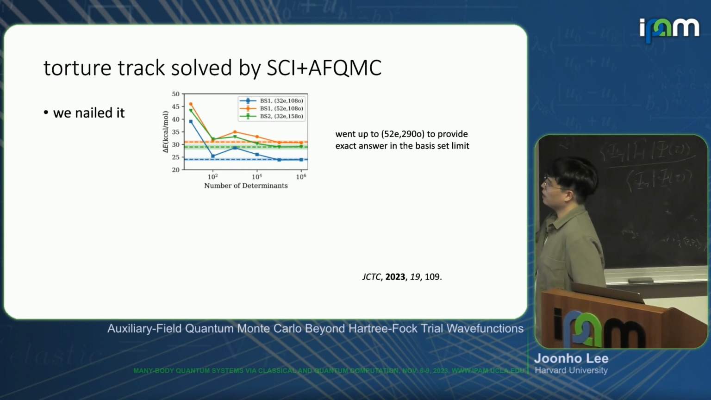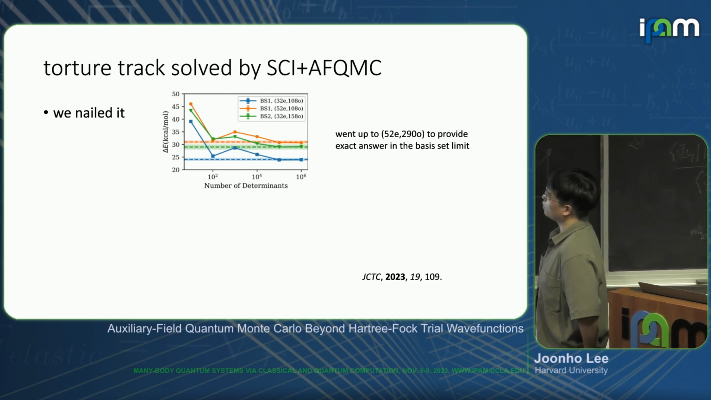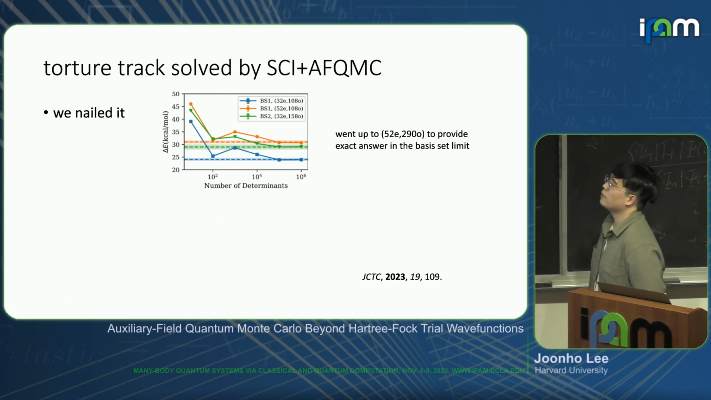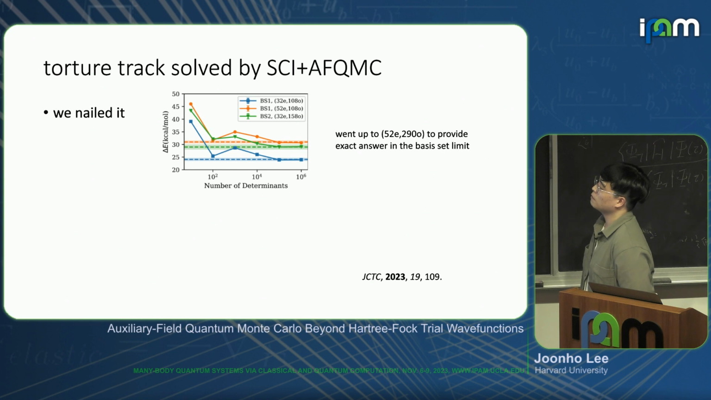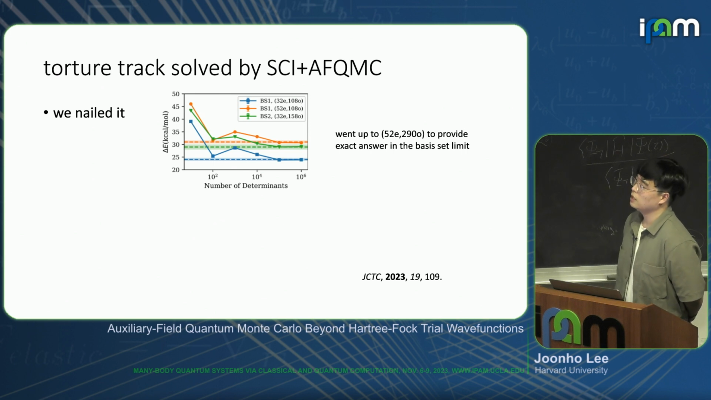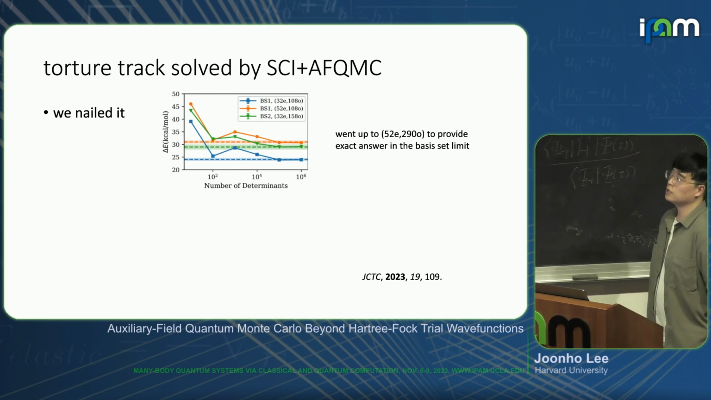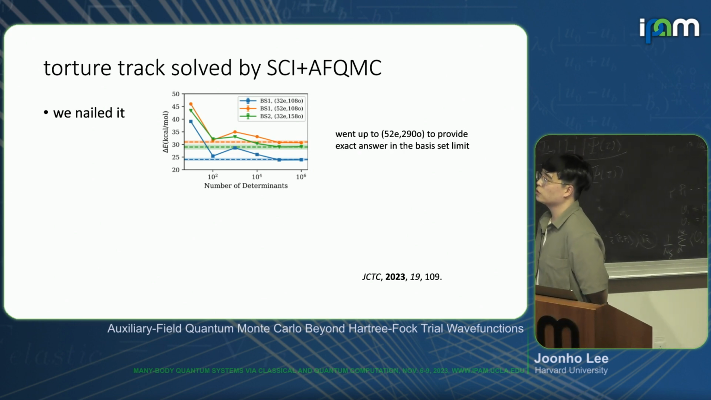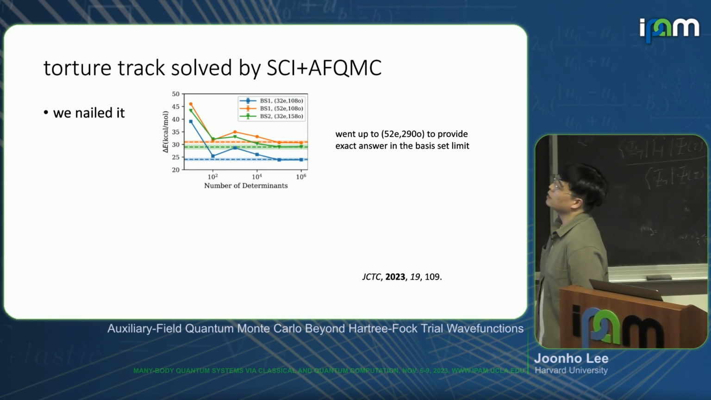I think we went up to 52 electrons, 290 orbitals to provide the exact answer in the basis set. This is the first time for this specific bimetallic complex. Nobody could actually do this. I want to emphasize this is not just tiny active space strong correlation. This is including both strong and weak correlation.